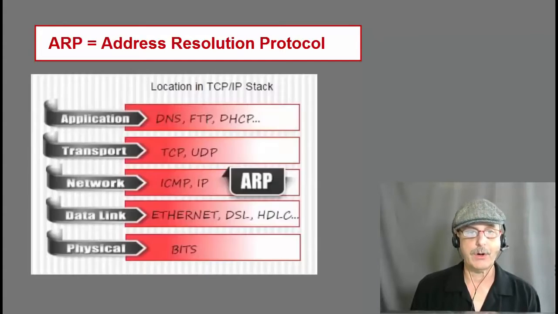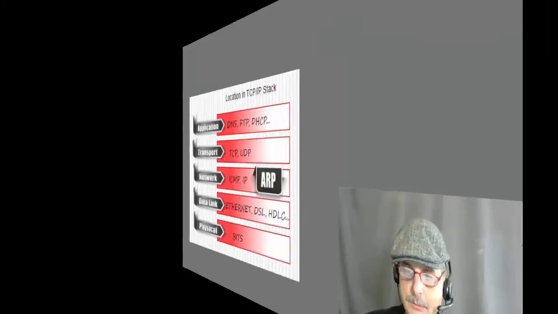Now, the first thing you want to know about a protocol when learning about it is where do you find the protocol on the TCP/IP stack? Here we see that ARP is located on the network layer, not on the data link layer, as some folks mistakenly believe.